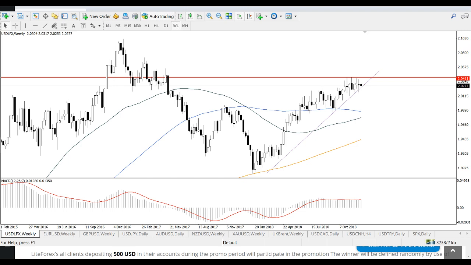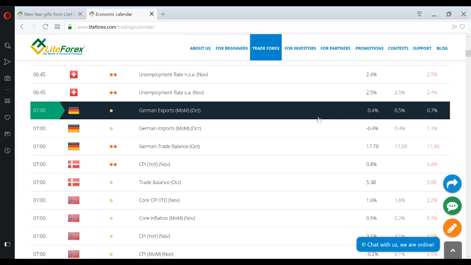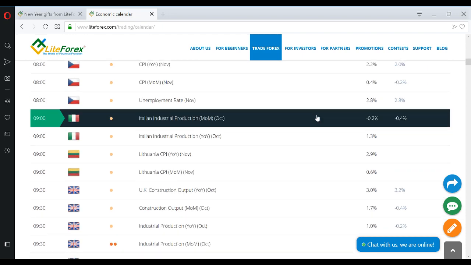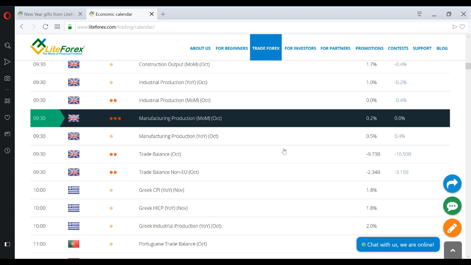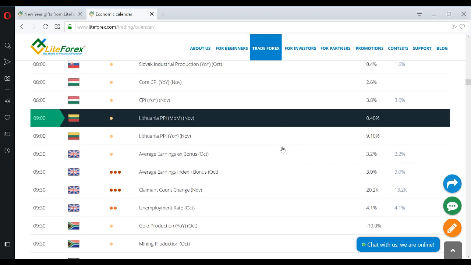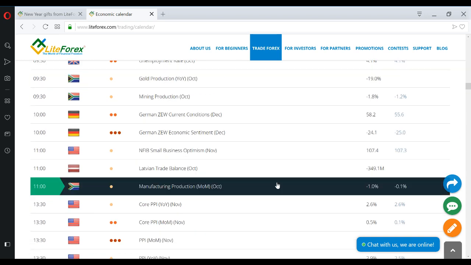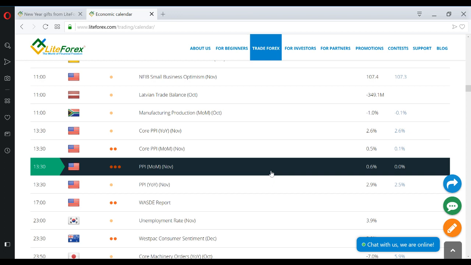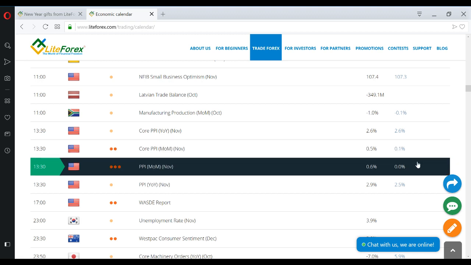Let's check the economic calendar to see which events await us in the upcoming days. On Monday, later today, there will be UK industrial production, manufacturing production, and GDP figures. On Tuesday will be the release of British labour market data, average earnings index, and claimant count change. And America will release producer price index, an important indicator of inflation. You can see that here the forecast is that the growth in PPI will slow down. This will be a negative development for the USD.